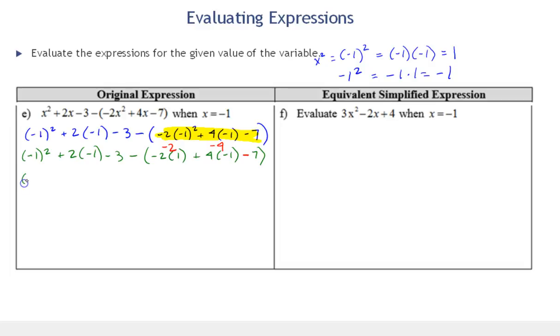So now, let's copy again. Negative 1 squared plus 2 times negative 1 minus 3 minus. Now we have negative 2 plus negative 4 minus 7. Negative 2 plus negative 4 is negative 6. Negative 6 minus 7 is negative 13.